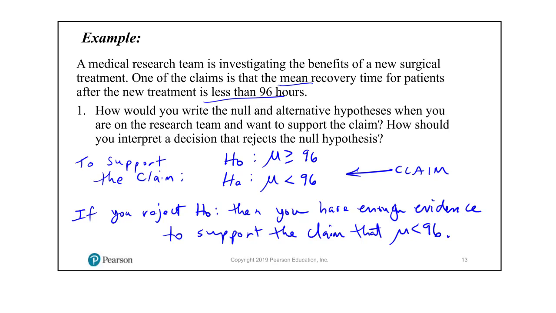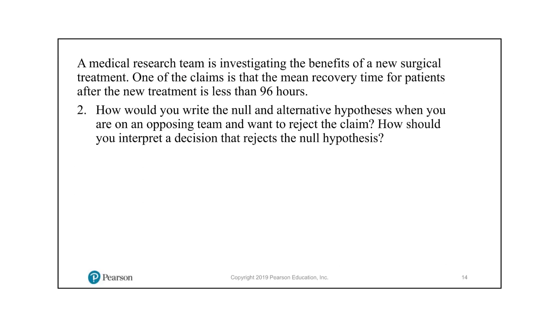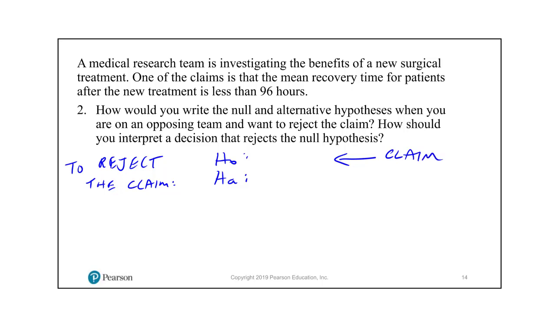So now let's take the same problem and try a different approach. Let's say the end goal here was to reject the claim. If I want the end idea to be an interpretation that has a rejection of the claim, I'd have to be in a rejection mode, meaning that my claim has to be in my null hypothesis. So now the claim here is less than 96 hours. In order to have it in the null hypothesis, I'm going to have to say mu less than or equal to 96.